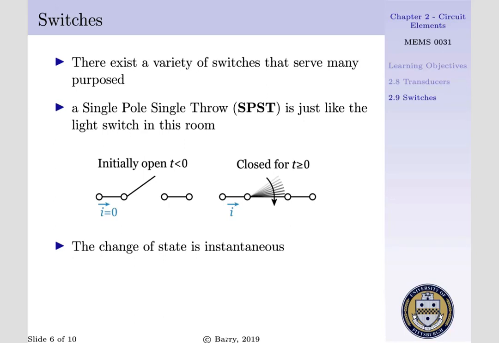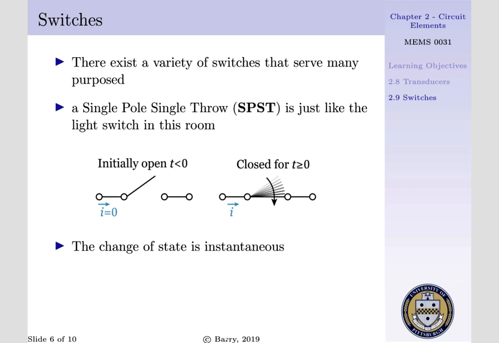Now, let us continue our discussion of circuit elements by focusing on switches. Switches exist in a variety of ways to serve many different purposes. One of the most common purposes of switches is to control the flow of current through the circuit network. And the most simple and common switch is a single pole, single throw, abbreviated by SPST switch. And this is just like the switch in a room that controls a light.